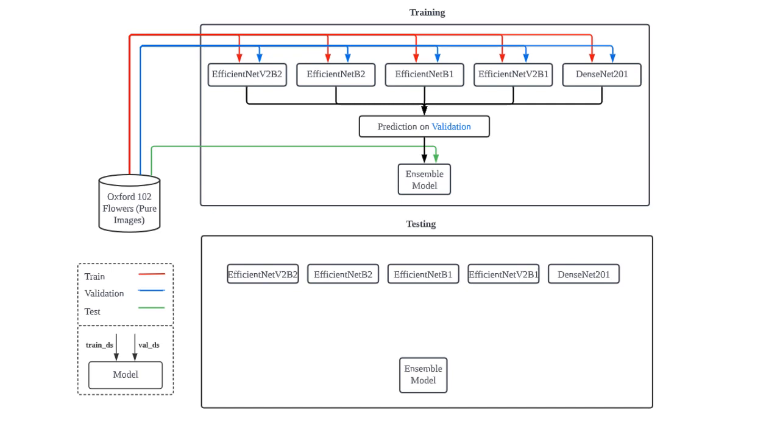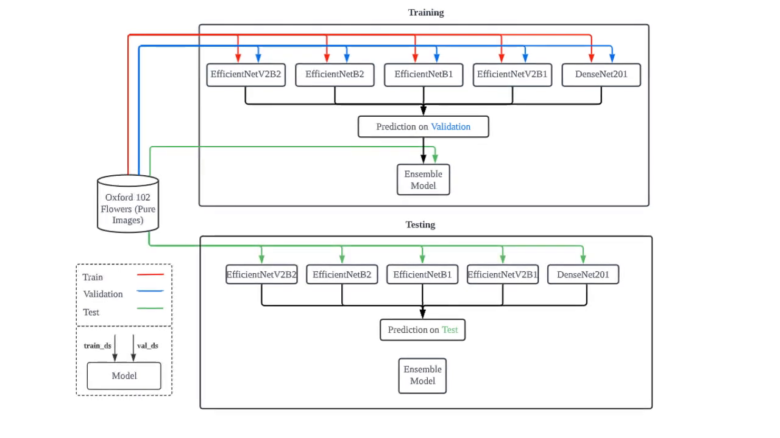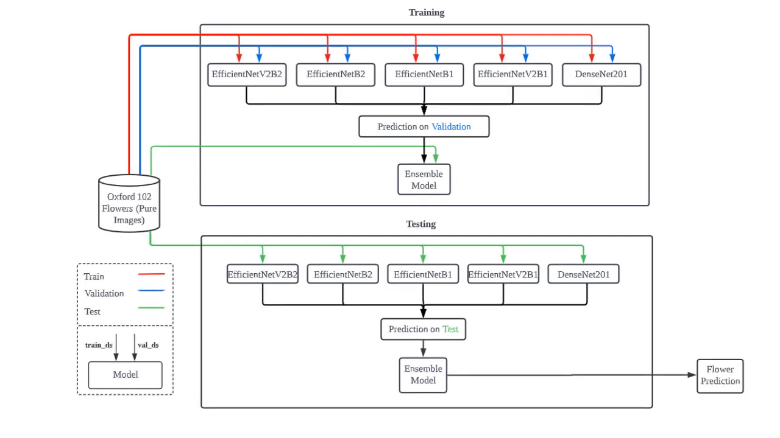For testing, we predicted on the test set using our 5 models individually, then used the outputs of the test set predictions as inputs to our ensemble model. The ensemble model then makes the final prediction based on the outputs of the 5 best models.